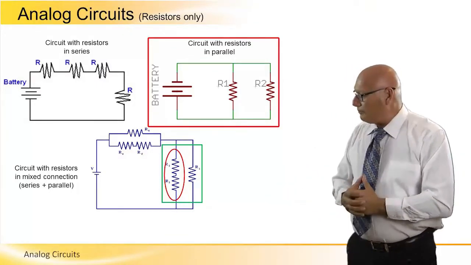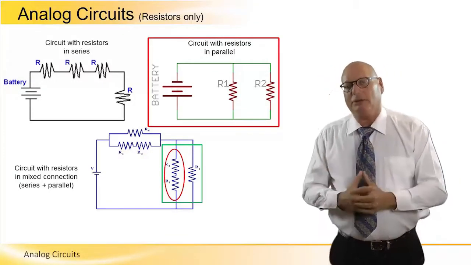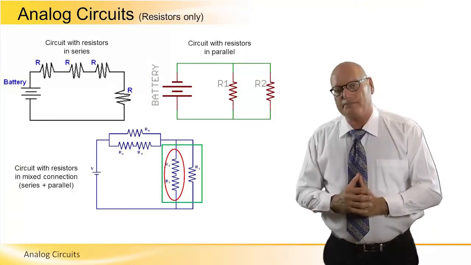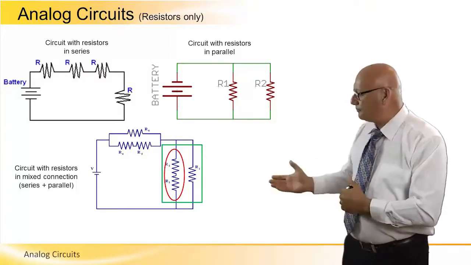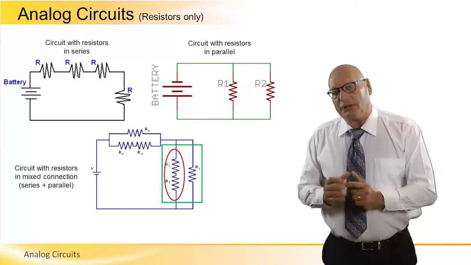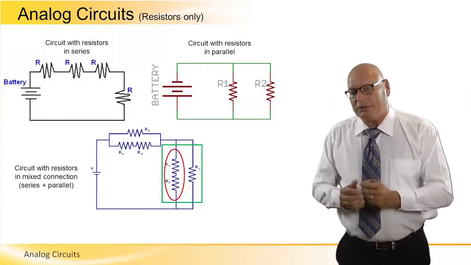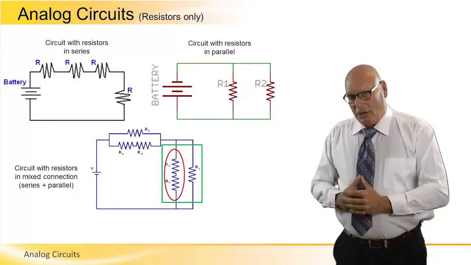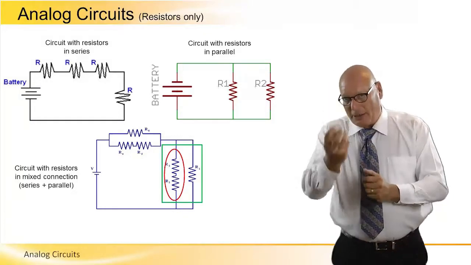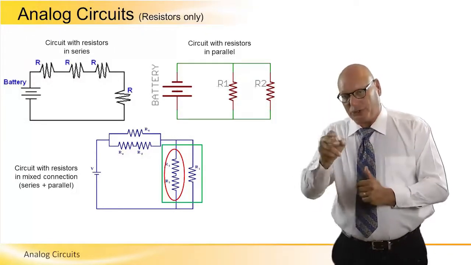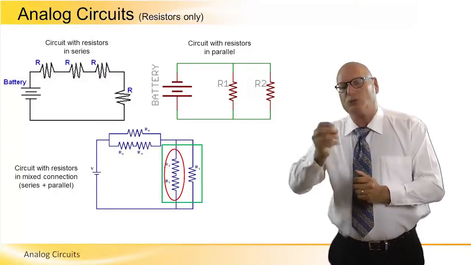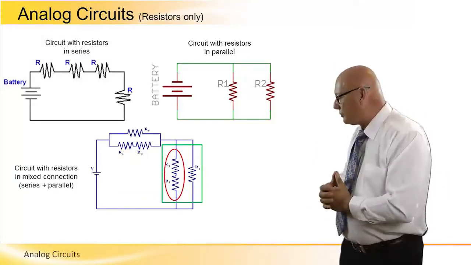The bottom picture is a mixed combination of resistor connections. Let's look at the green rectangle and the red ellipse. In the red ellipse, as we mentioned just a minute ago, there are two resistors in series. Once we come up with the equivalent resistance of these two, we will have an equivalent resistor which will be in parallel to the resistor on the right-hand side.